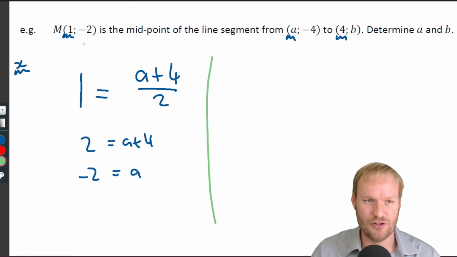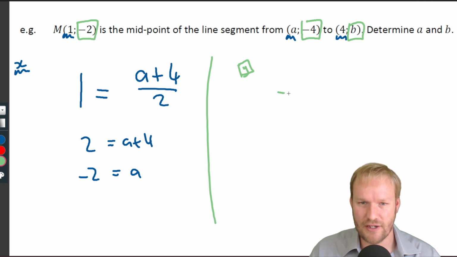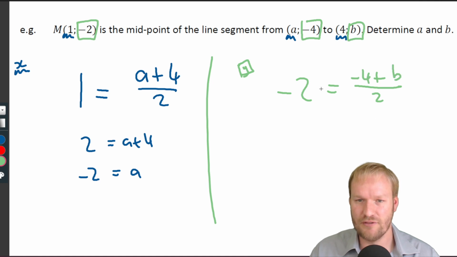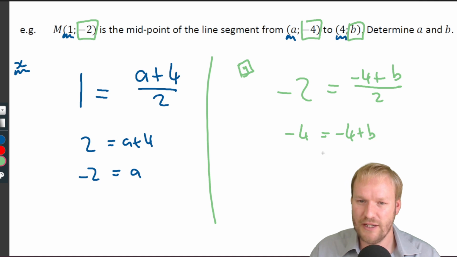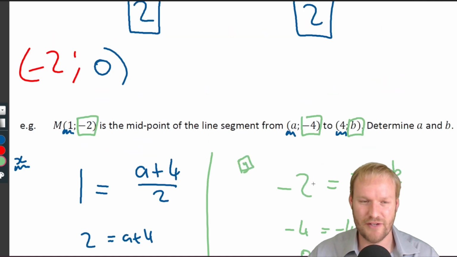Now, let's do the same with our Y values. For our Y values, we've got -2 as the midpoint. So we know we're going to add those 2 Y values and get -2. So we can just do it using our midpoint formula more directly. If we multiply both sides by 2, we get 4 plus B equals -2... add 4 to both sides, B equals 0. So we've got our 2 values of A and B.